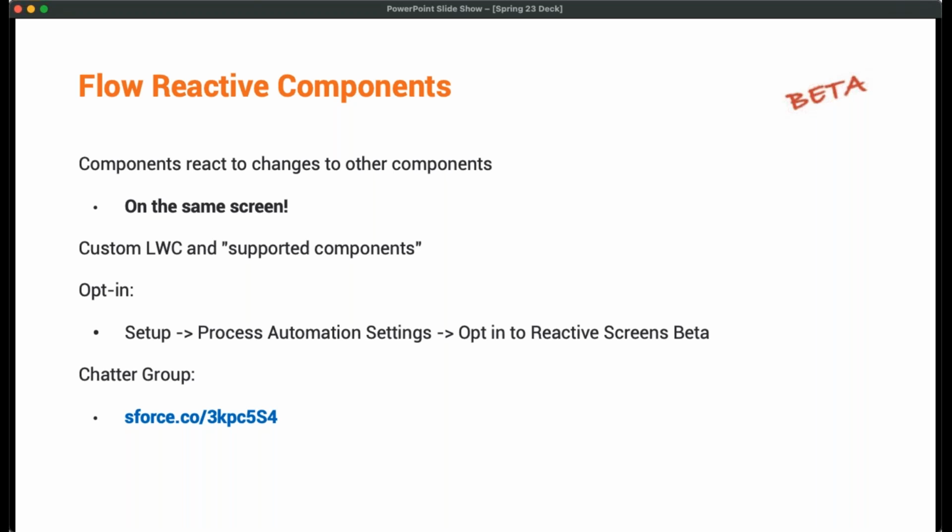This is available for custom Lightning Web Components and "supported components", and that's in quote marks because I couldn't find any details about what the supported components are. You have to opt in via Setup, Process Automation Settings, opt into the beta, and there is also a Chatter group with a bit more information that you can find at the short link shown. That Chatter group was around the developer preview, I think. So I'm not sure how active it's going to be now, but there's some useful historic information in there.